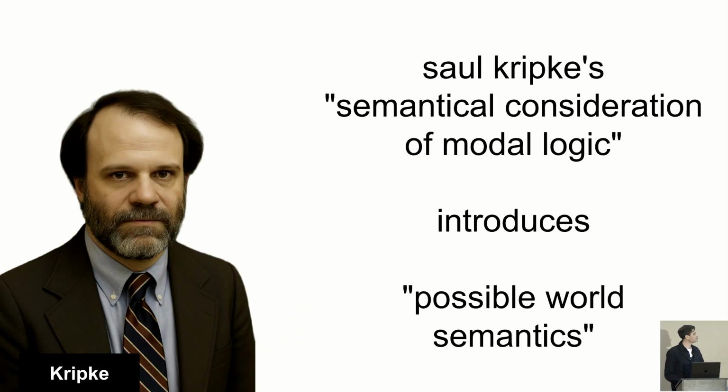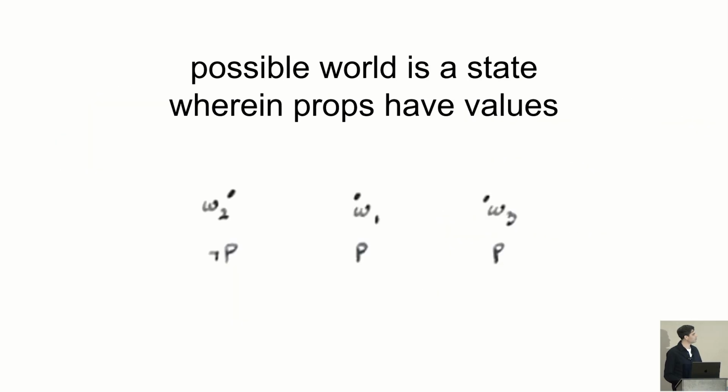In came this guy, Saul Kripke. And Saul Kripke published a paper called Semantical Considerations on Modal Logic, and this new concept called possible world semantics. And it's actually pretty simple. The idea is that there are worlds. Here we have little dots for worlds. And there are propositions in those worlds, and they can be true or not true. Here we see in world 1 and 3, P is true, but in world 2, it's not true.